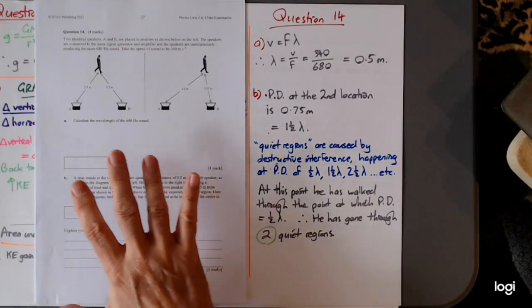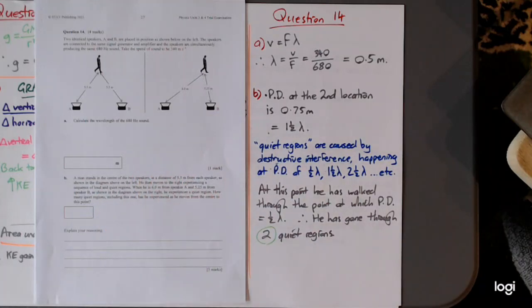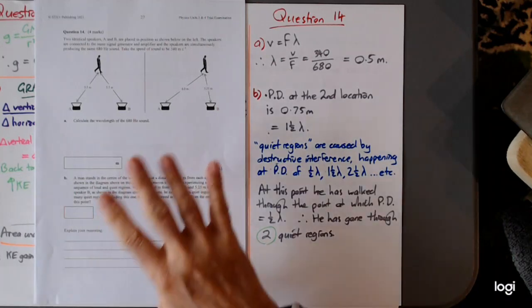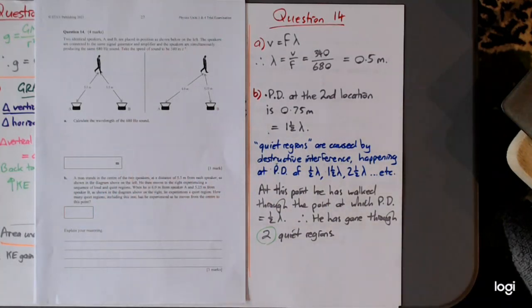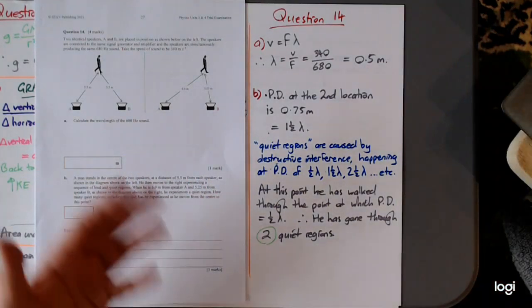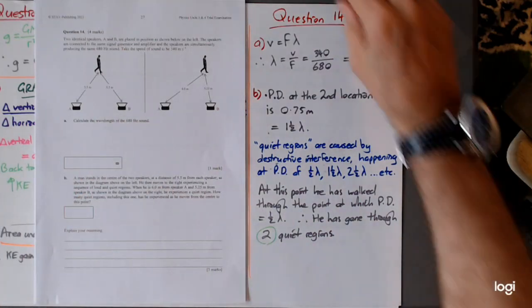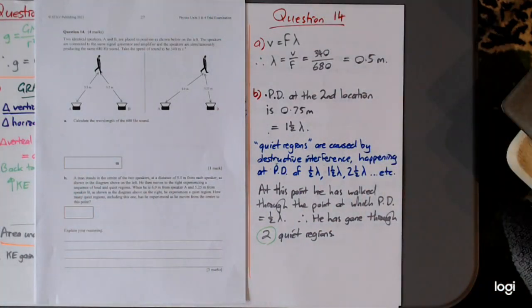Question 14, the obligatory speaker question. Happens all the time. I think about every second physics exam I've ever seen has got one of these, a speaker question. If it's not speakers, it's light going through some slits. But you're going to get a diffraction question for sure.